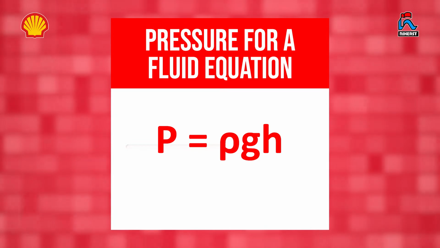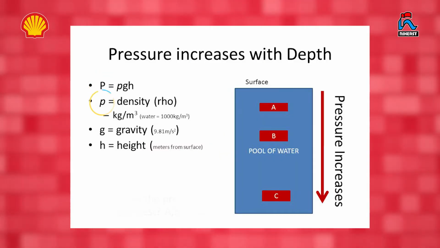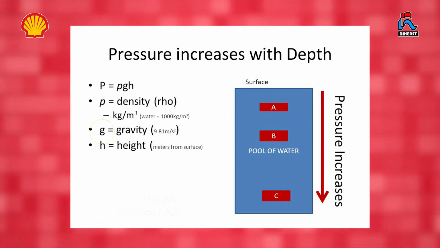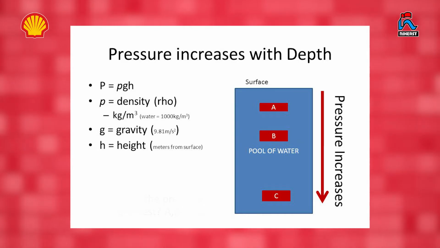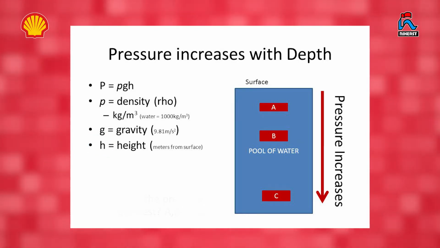This is how we have the formula P equals rho g h, where P is the pressure you're trying to calculate, rho is the density of the fluid we are observing, g is the acceleration due to gravity, and h is the height or depth of the object which is submerged in the fluid.